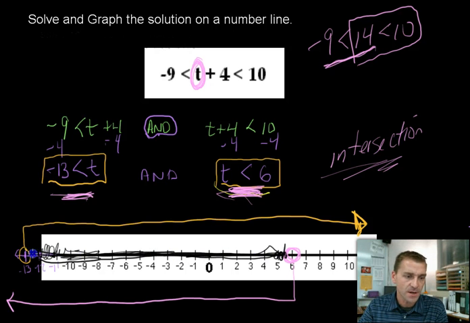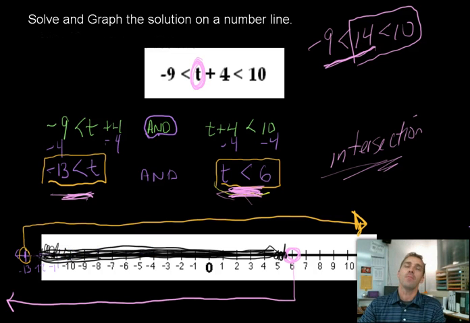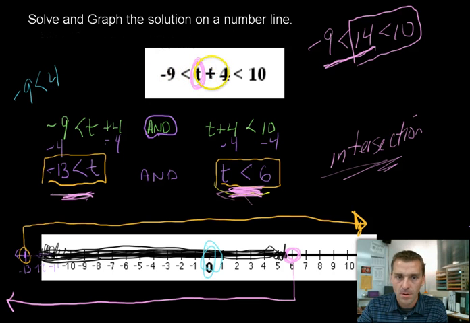Every one of these would be a valid solution that, if you plugged it back into the compound inequality, will work. I know what you're thinking: I don't believe you, Motter. Show me. Okay, I will. If I put one of those back in here, let's take a simple one, 0. If I put 0 in for t, that gives me negative 9 is less than 4. How'd that come about? 0 plus 4 gives me 4, and then less than 10.